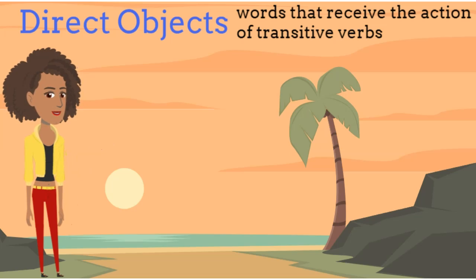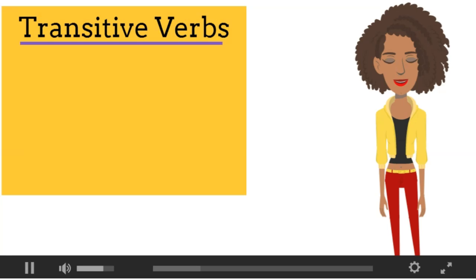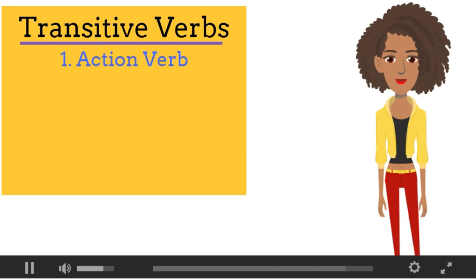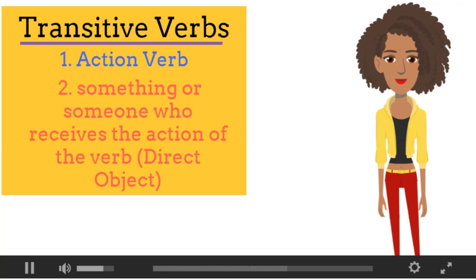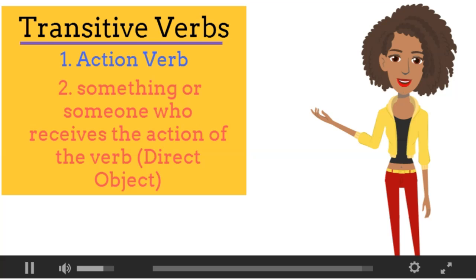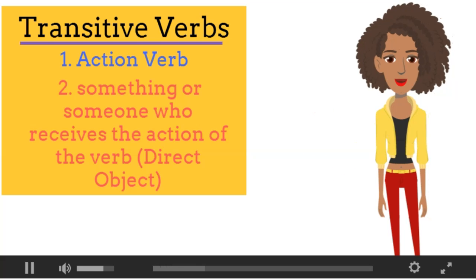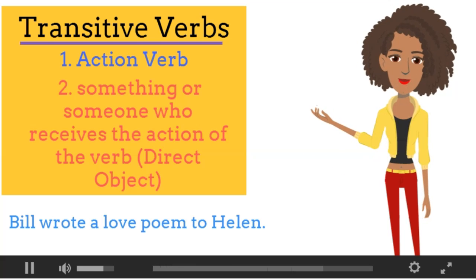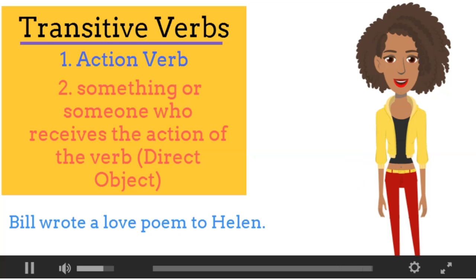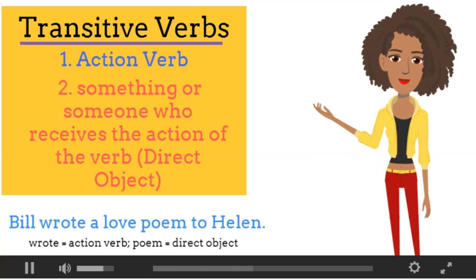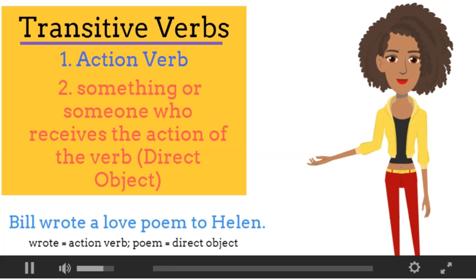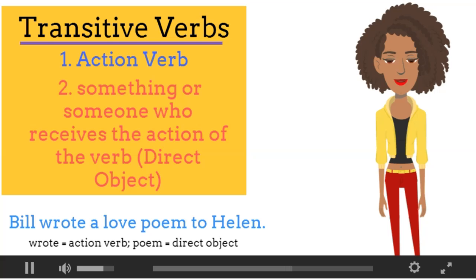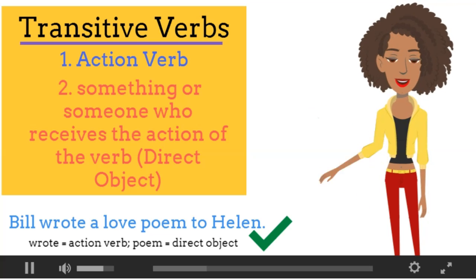Let's take a 30-second commercial break to explain. There are two ways to spot a transitive verb. First, it must be an action verb. And second, it has to have something or someone who receives the action of the verb, or as we are learning today, a direct object. So we have the sentence, Bill wrote a love poem to Helen. So we see it has an action verb of wrote and something that is receiving the action, which is the word poem. Now, back to our regularly scheduled program.